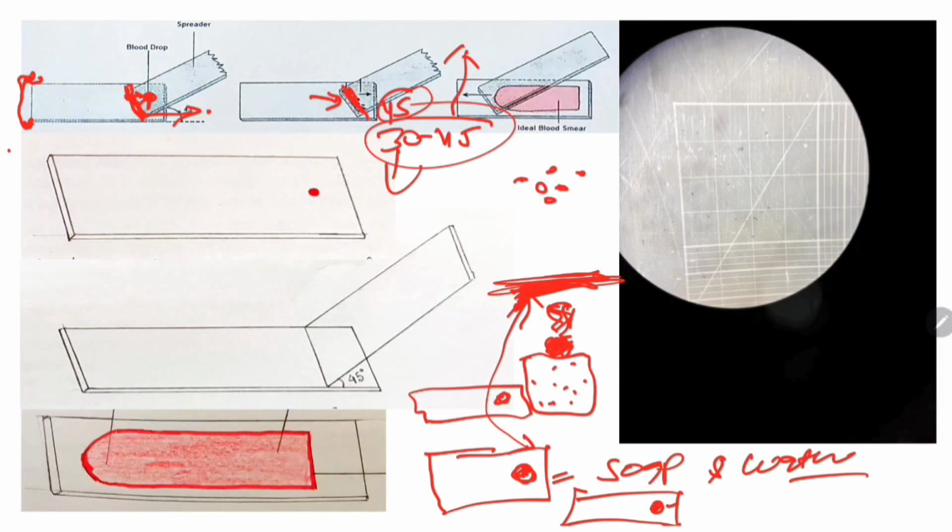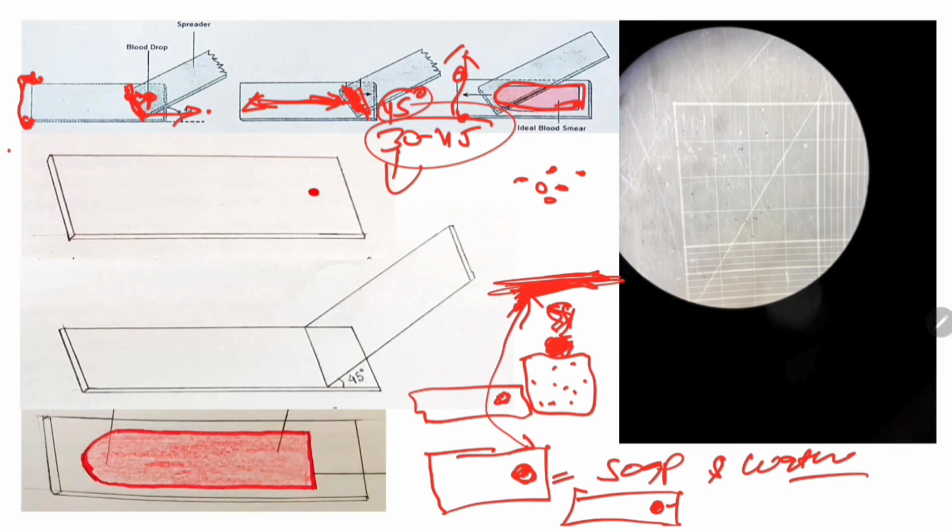So if you maintain this angle, 30 to 45 degree, your smear will more or less be a single cell layer. If you increase or decrease that angle, then your thickness will change. After that, hold this area with the tips of two fingers, make an angle of 45 degree, and spread it forward in one go, till the end, and then you will prepare the film like this.